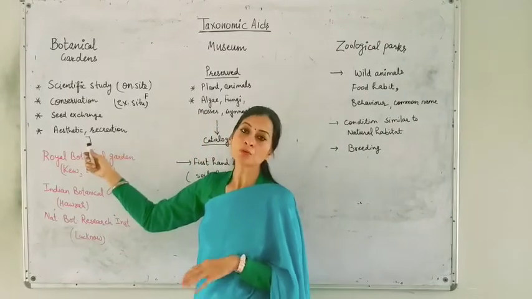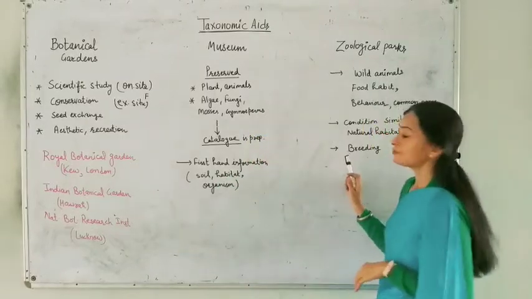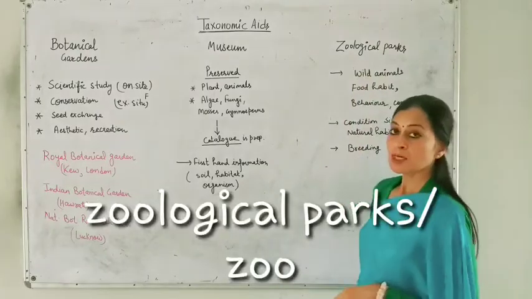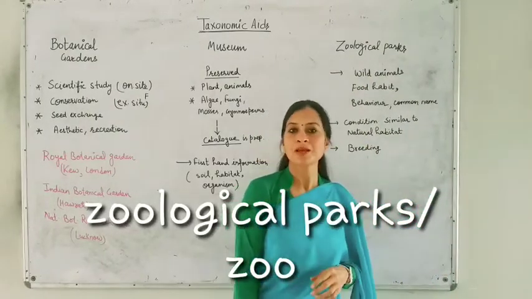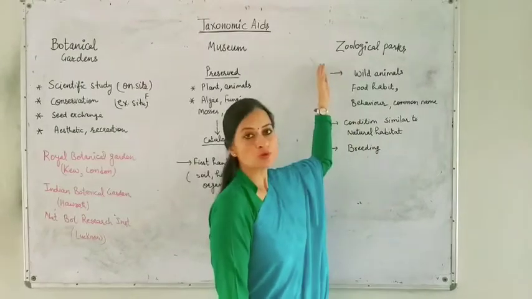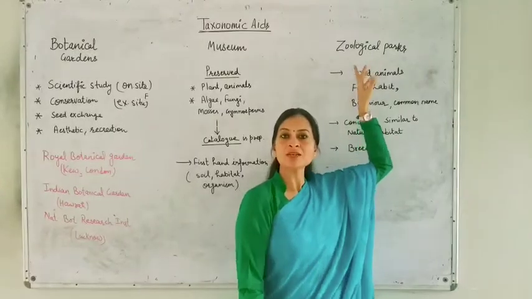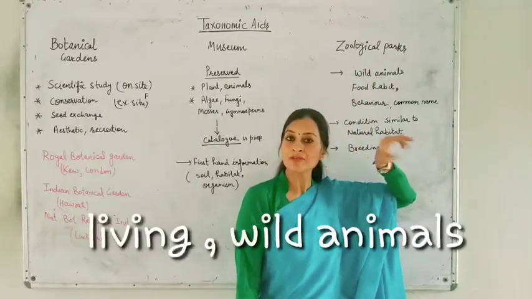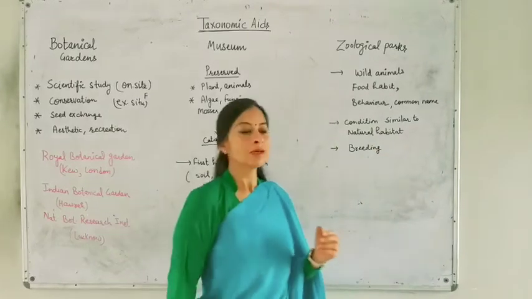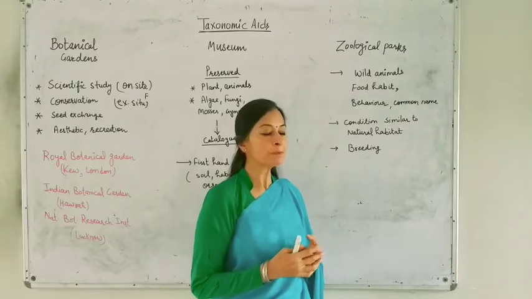The herbarium serves only plants. Okay, now the third type of taxonomic aid is zoological parks. The zoological parks are what you commonly know as zoos. They are the places where living wild animals are kept. And why are they kept there? These zoological parks serve a variety of purposes.